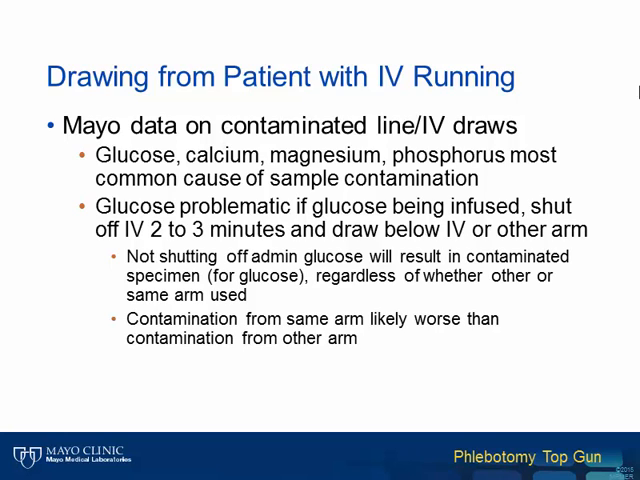Both existing evidence and our experience suggest that contamination is worse when drawing from below the IV site rather than the opposite arm, but that neither procedure, drawing below the IV with a tourniquet or drawing from the opposite arm, is a reliable way to measure glucose when an intravenous infusion is running through a venous catheter. Pausing the IV fluid is necessary to obtain accurate glucose concentrations in patients with intravenous fluids being administered.